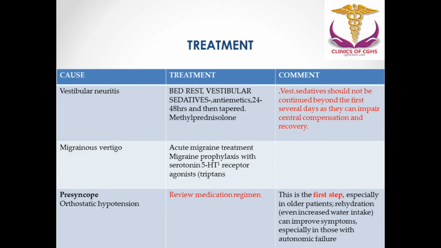Vestibular neuritis is treated by bed rest and vestibular sedatives and antiemetics for the first 24 to 48 hours, after which they are tapered. Methylprednisolone is effective and started within 3 days, where initially 100 mg orally daily is given and then tapered to 10 mg orally daily over 3 weeks.